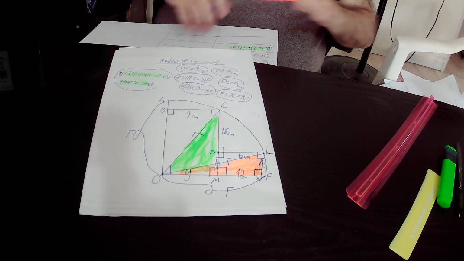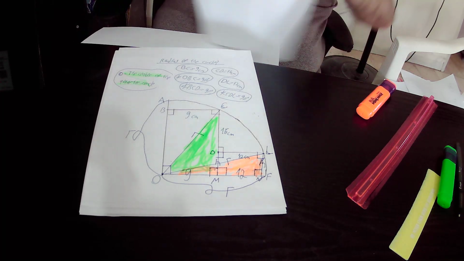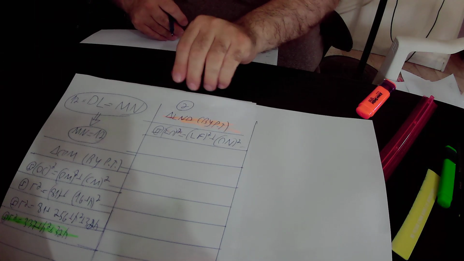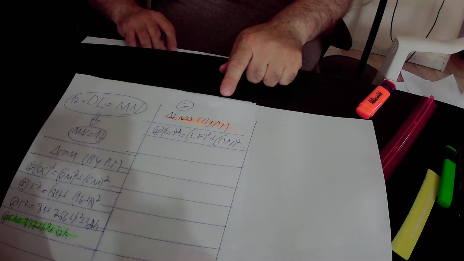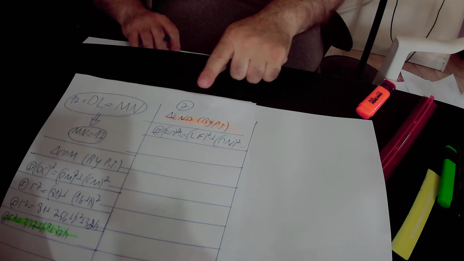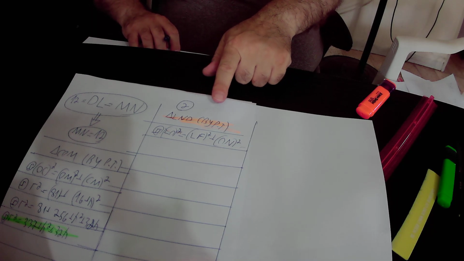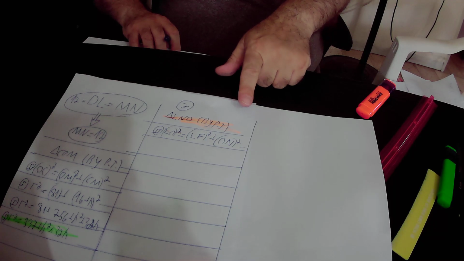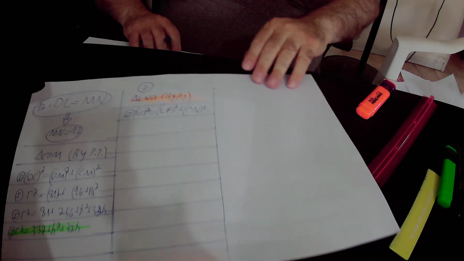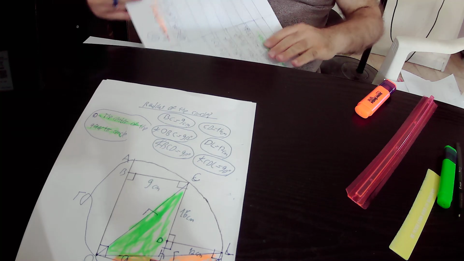I'll repeat again. In the orange right triangle, triangle LNO, according to the Pythagoras theorem, LO squared must be equal to LF squared plus ON squared. Okay.